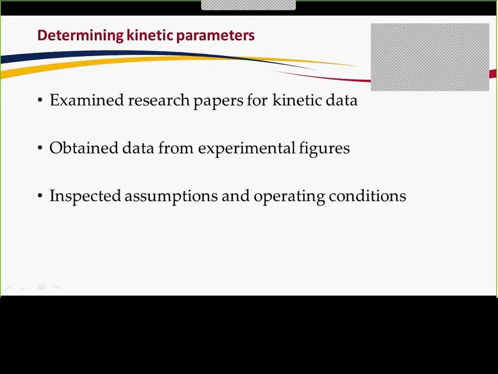Now, when we began, we reviewed and researched a couple of papers to examine the applicability for both catalysts. We collected several papers and reviewed the operating conditions, kinetic results, and assumptions made in each paper. Unfortunately, we found a lot of discrepancies between the papers when comparing final rate expressions, so we did derive our own.